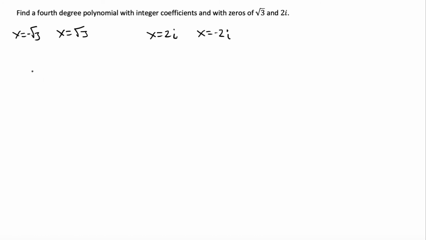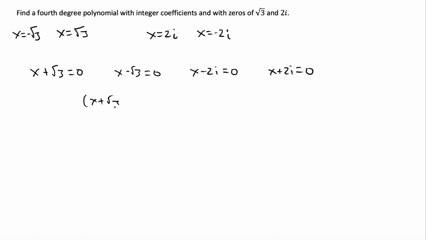Right? So the next thing we want to do is write this in the factored form. Okay, so x plus radical 3 equals 0, x minus radical 3 equals 0, x minus 2i equals 0, x plus 2i equals 0, and then we want to multiply these factors together. And once we do so, we should get our polynomial. You notice there are no other initial conditions or anything else, right? So we'll multiply this out, and we should get our answer.